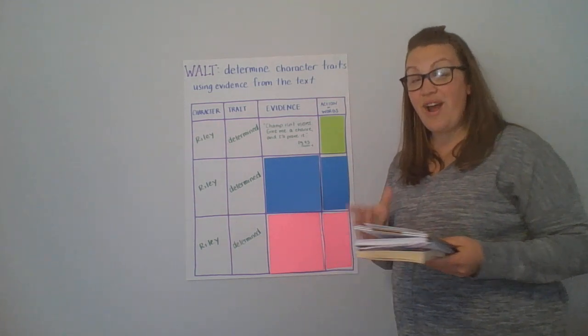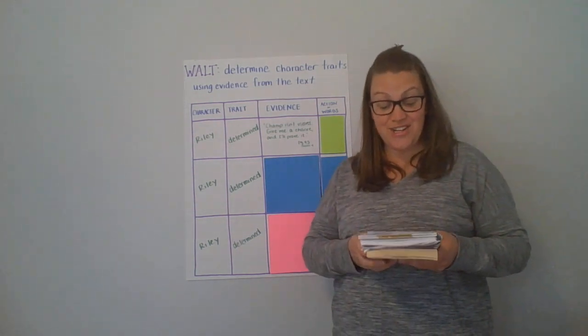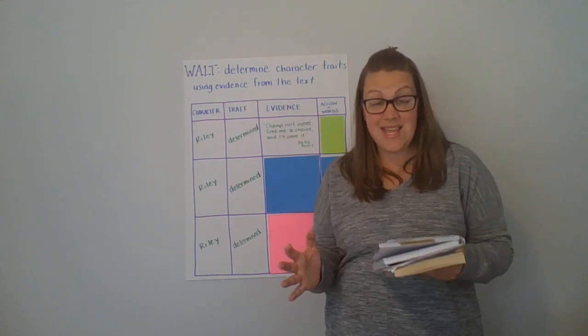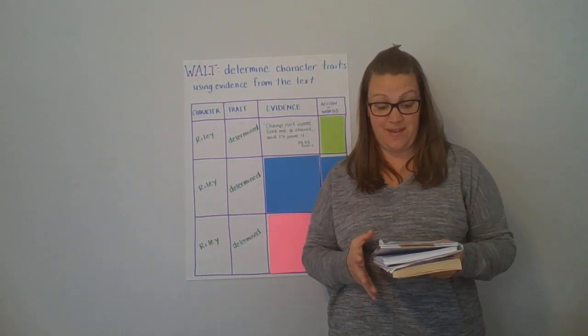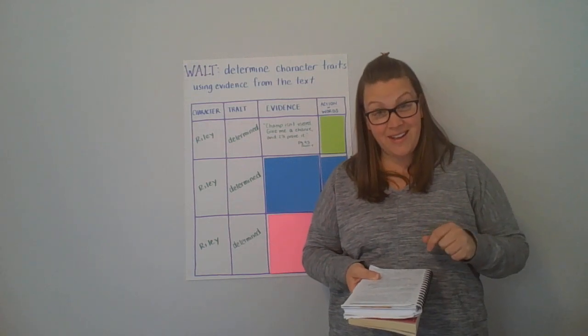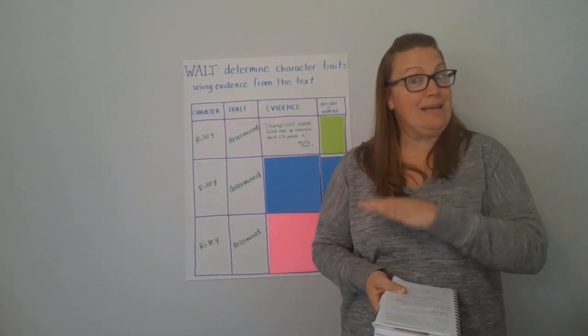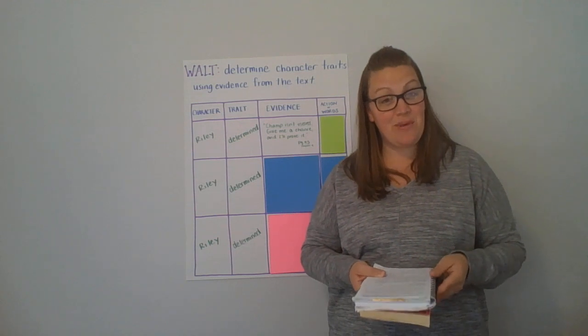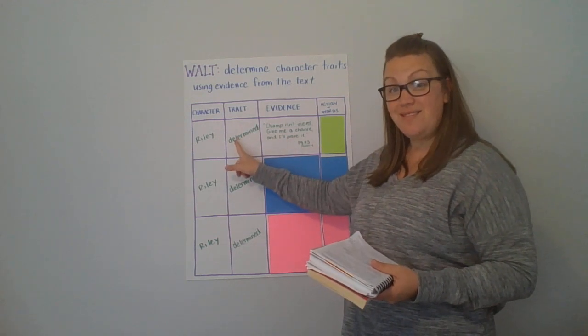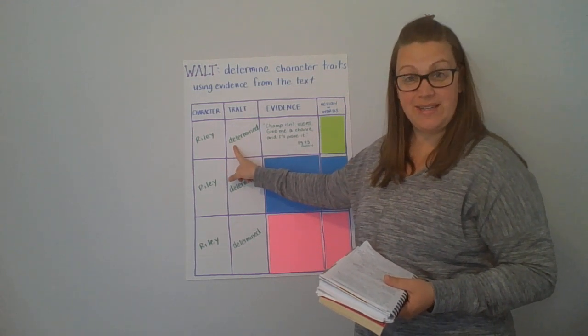Right there, that is really good evidence that proves that he is determined, because he literally will do anything to save Champ's life. Even though he knows it's going to be really hard. Even though he knows his parents might not agree with Champ coming home and living with them. So this evidence proves that Riley is determined.